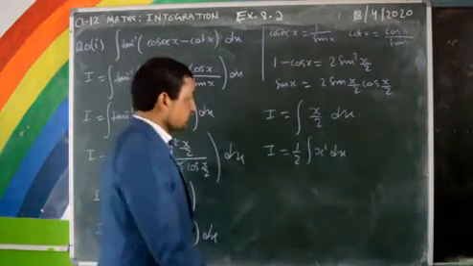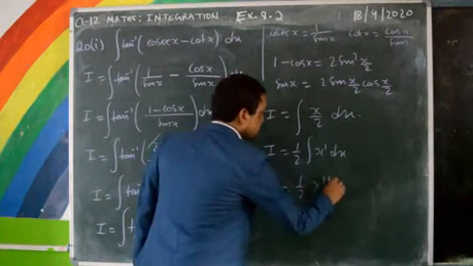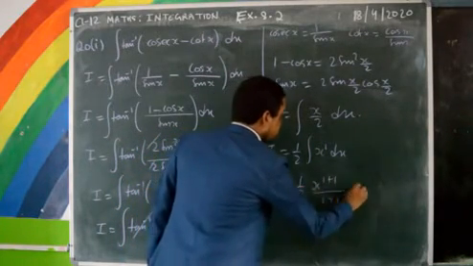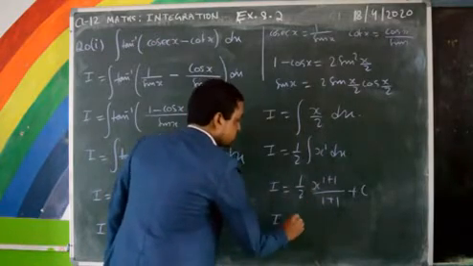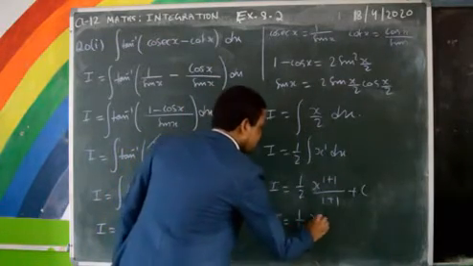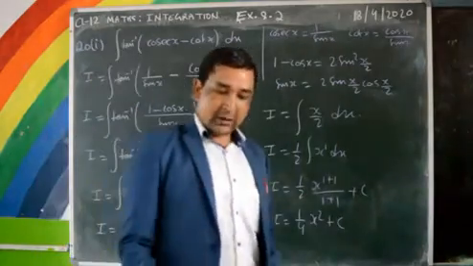Use the power formula to do the integration of this one. Then 1 by 2, 1 plus 1 divided by 1 plus 1, plus c. Then I equals, 1 plus 1 is 2, 2 into 2 is 4, 1 by 4 x square plus c. Now we are almost at the end of this exercise.